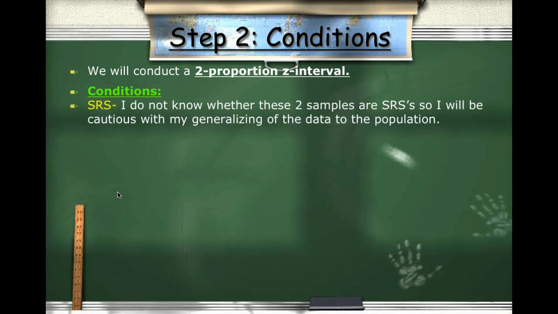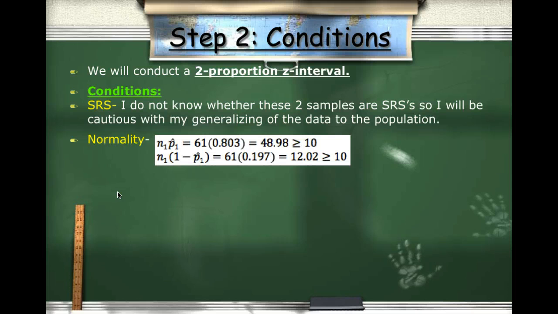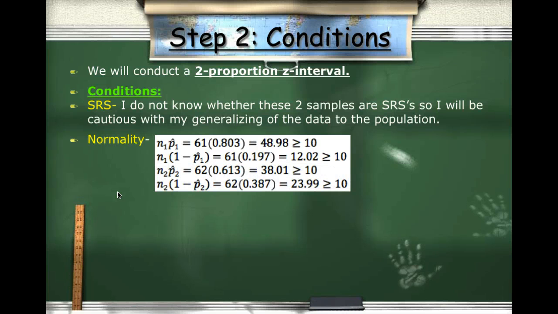Now, I don't know whether each of these samples is an SRS, so I have to be cautious in generalizing the data to the population. For normality, once again, I need to check both samples separately. I'll check my first sample, and notice that both my values, np and n(1-p), are greater than or equal to 10. So that's a good sign. But I need to check it for my other sample as well.